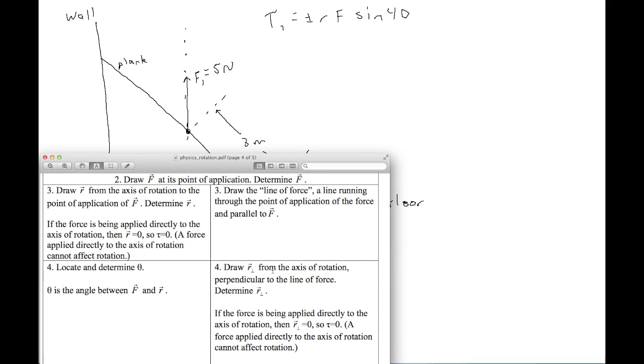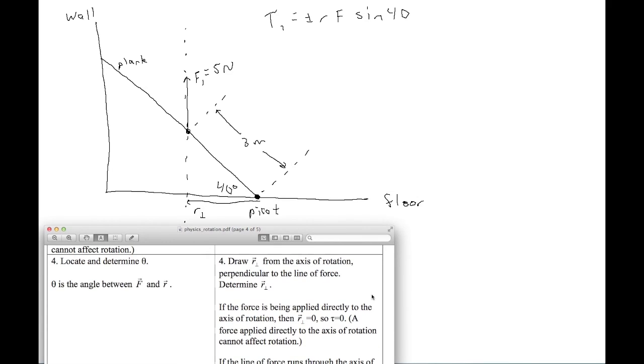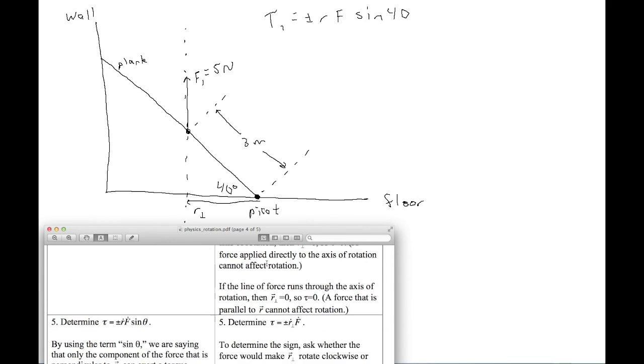So now we draw R perpendicular from the axis of rotation perpendicular to the line of the force. So here would be our R perpendicular vector. And now we're going to use a different equation for torque. Now instead of using R F sine theta, we're going to use R perpendicular times F. Now in this case, I think you figured out that this would be, did you say clockwise or counterclockwise? I said it would be counterclockwise. So would the torque be positive or negative? Positive.